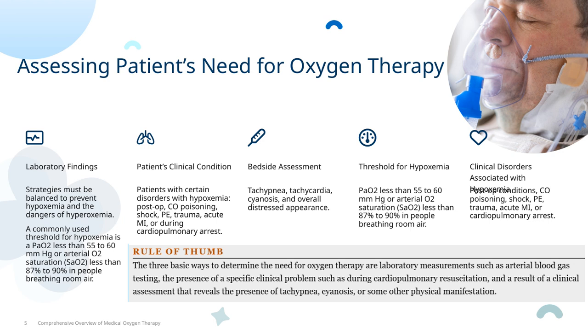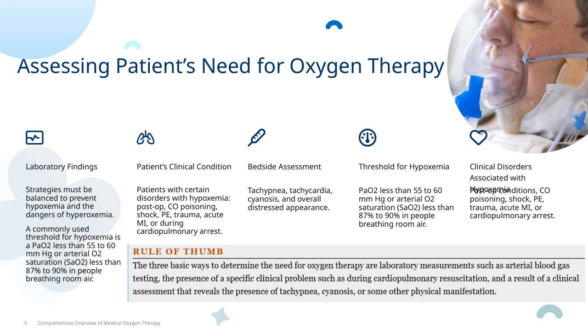room air. This threshold helps us identify when a patient might be hypoxemic, but it's also important to recognize the signs that suggest this condition, like rapid breathing or tachypnea, an increased heart rate or tachycardia, bluish discoloration of the skin and mucous membranes, known as cyanosis, and an overall appearance of distress.